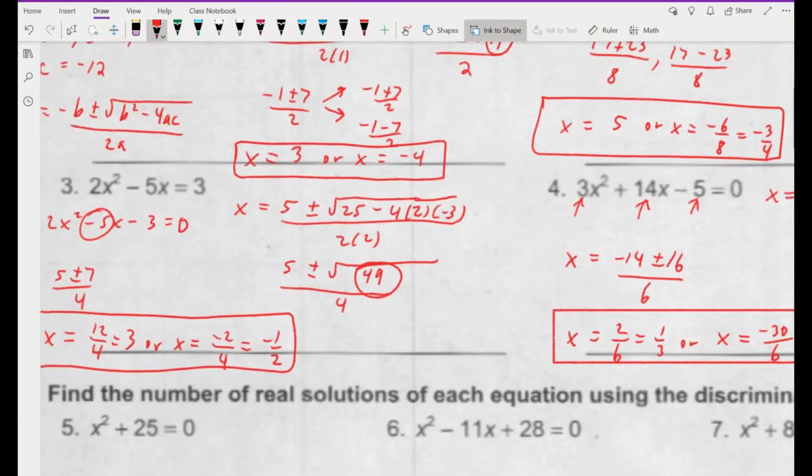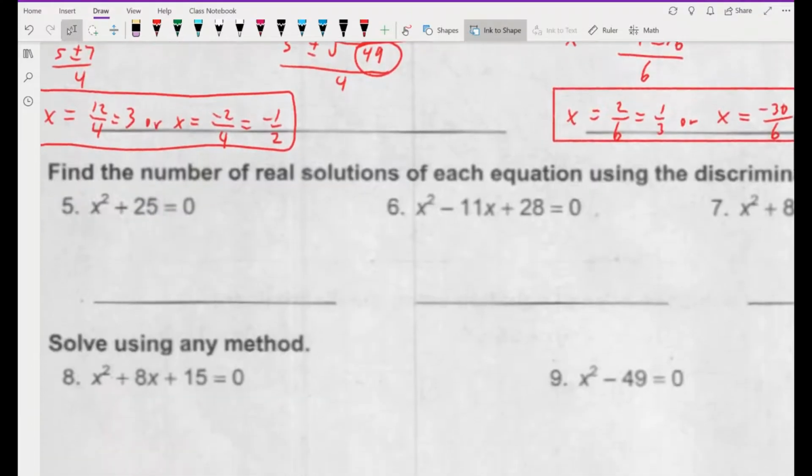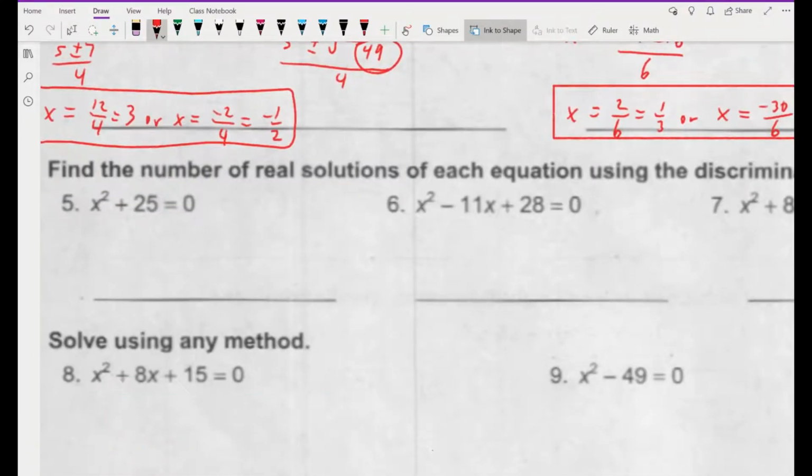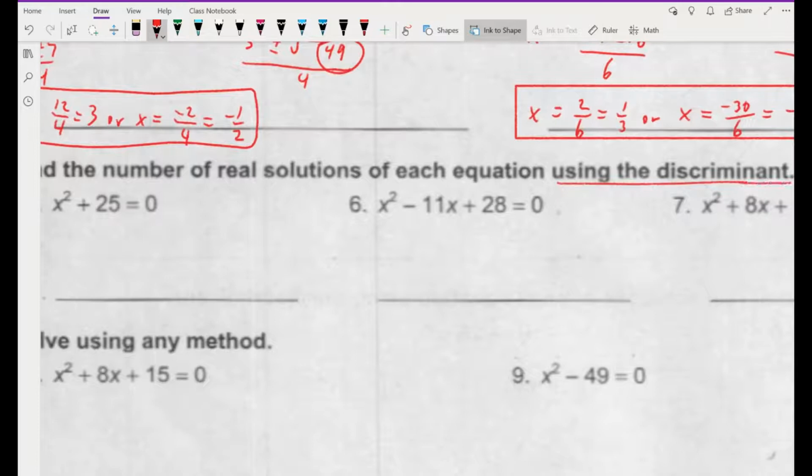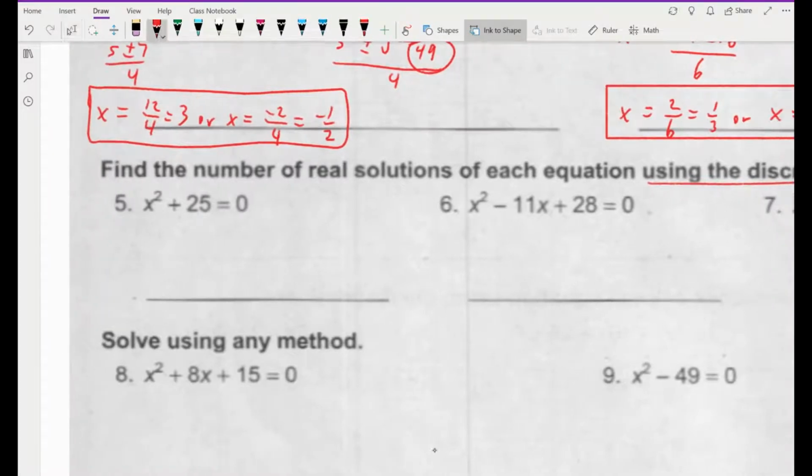Now for the next part, we don't have to solve, we have to determine the number of solutions by using the discriminant. We'll use the discriminant, which is simply b squared minus 4ac. So let's see. In this problem, we actually skipped a power here. There's a 0x plus 25 equals 0, because there's no b value here.